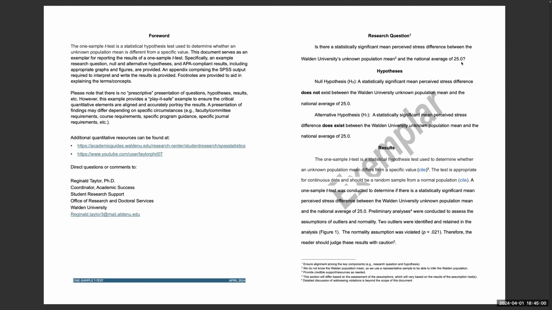So what would we call the 25.0 in this research question? What would we call this in the research question or in SPSS? So what is this value here? Is that the test value? Or predetermined value, yes, the test value, the predetermined value, exactly.